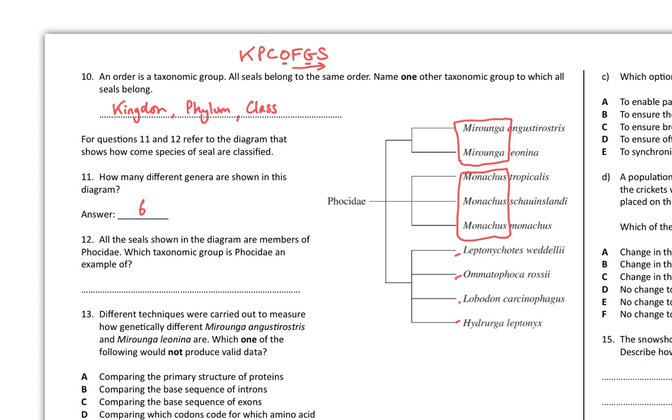And then all the seals shown in the diagram are members of the, whatever that word is. Which taxonomic group is that an example of? Well, I've got my species there, I've got my genus there, therefore the next branch out is F. So it's family. The family is that one.